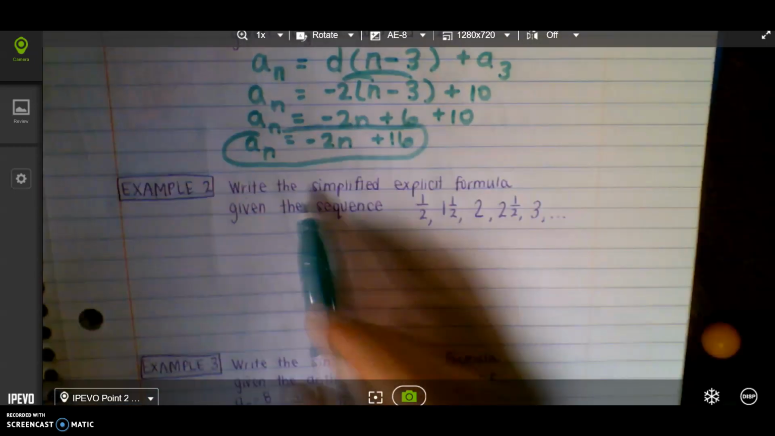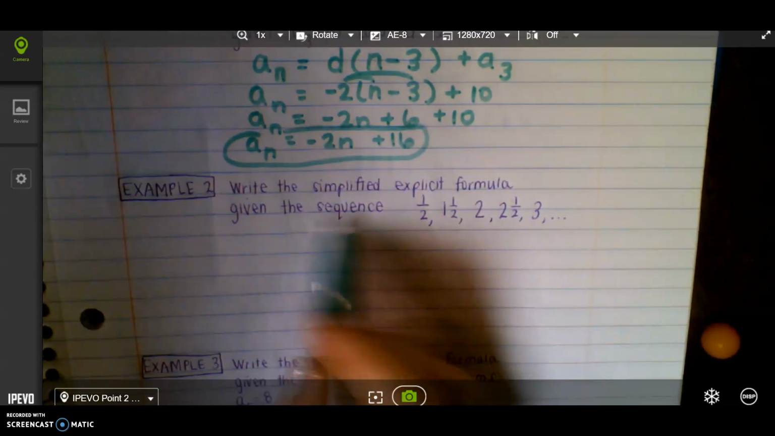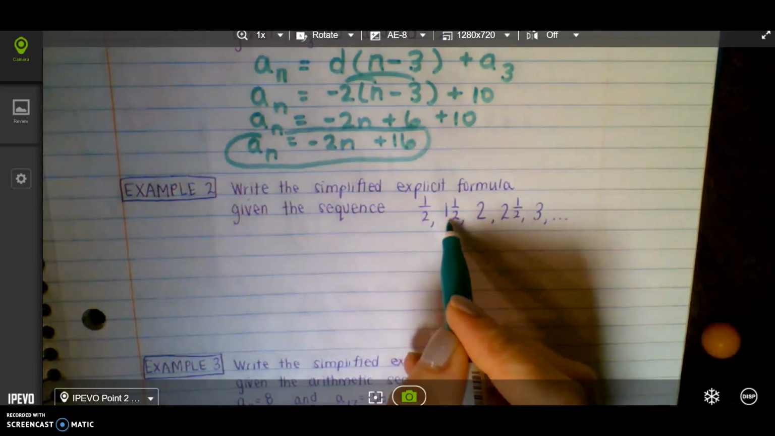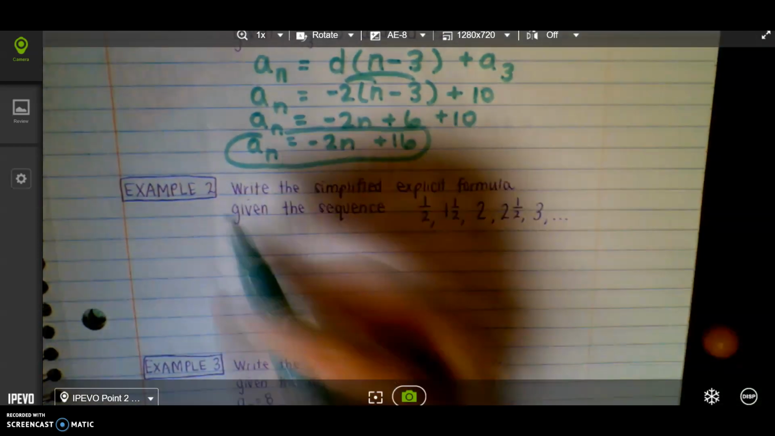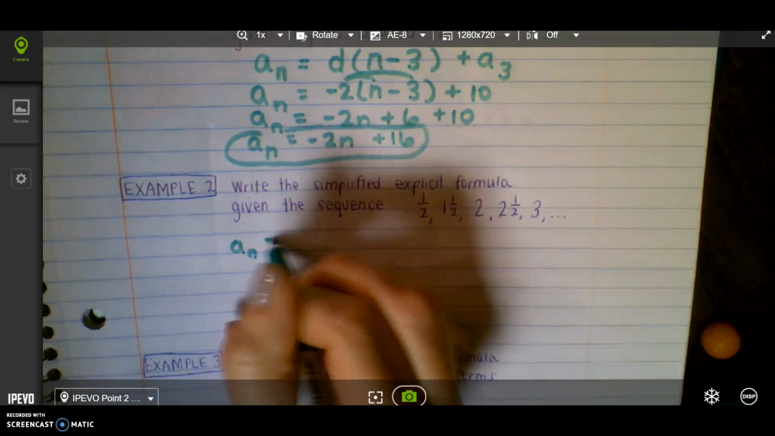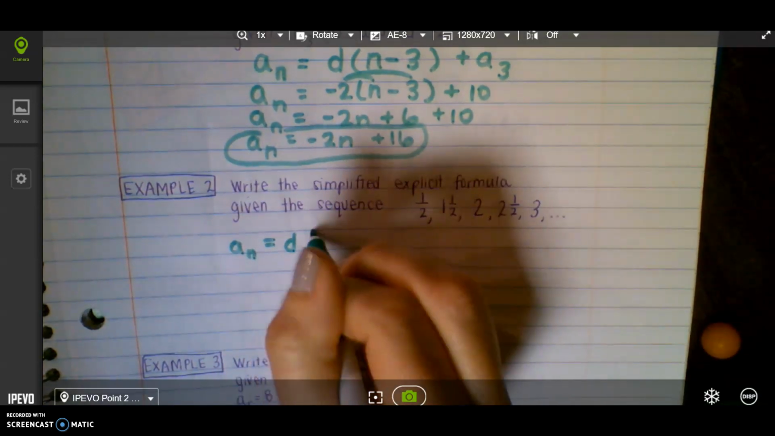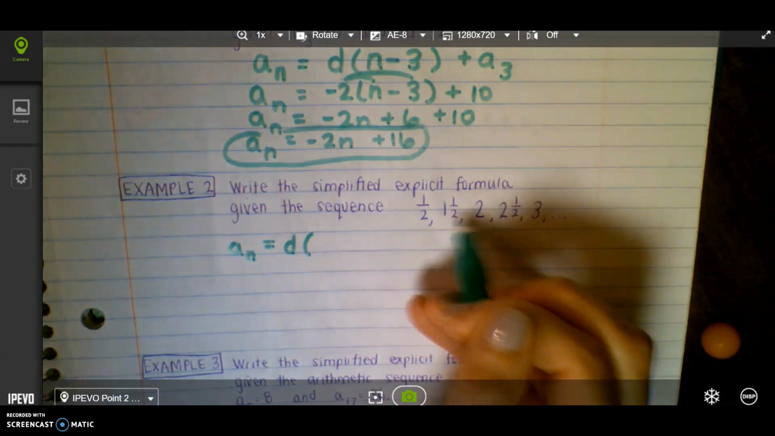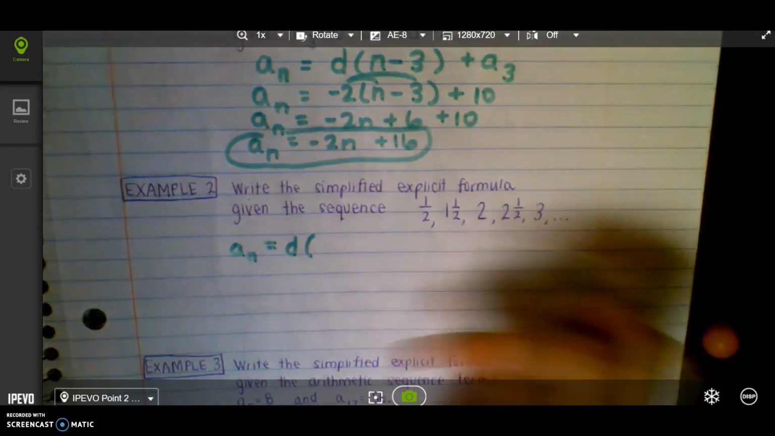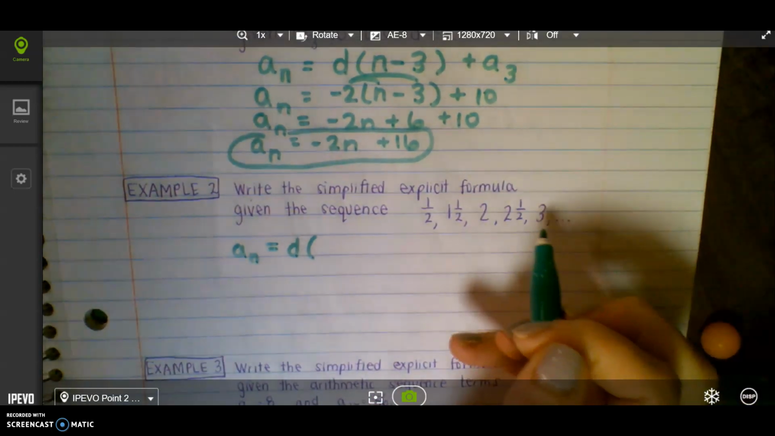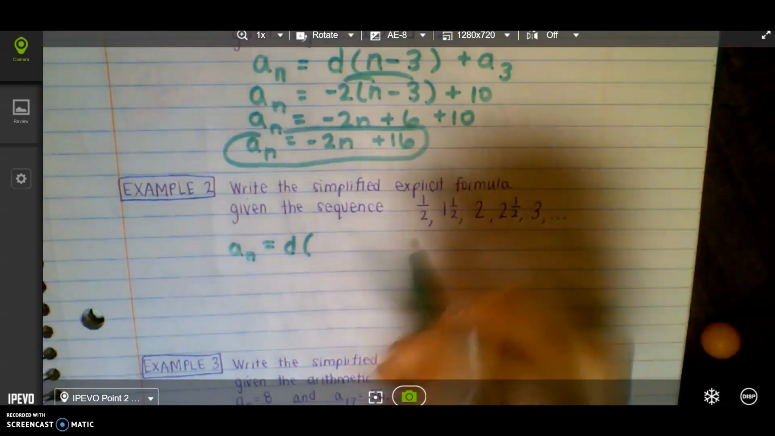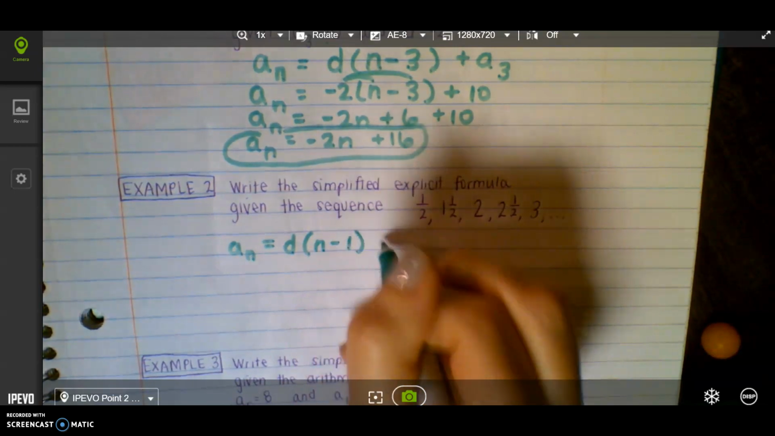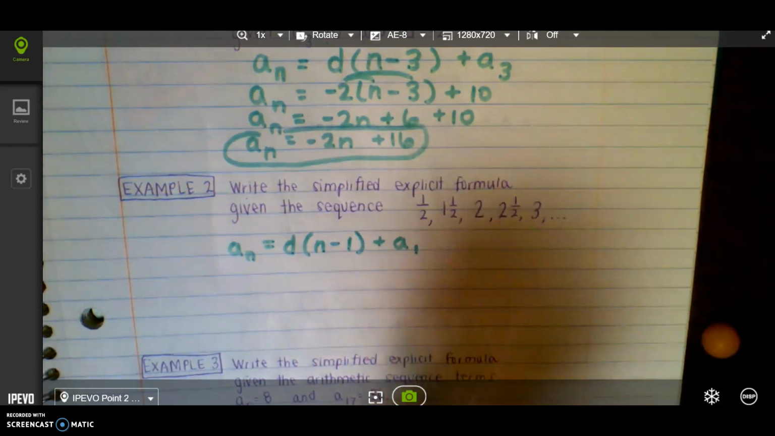Example 2. Write the simplified explicit formula given the sequence 1/2, 1.5, 2, 2.5, 3. So start with a sub n equals the common difference times, and now I have the first, second, third, fourth, and fifth terms. I can use any one that I want. I'm going to use the first term, n minus 1 plus a sub 1.